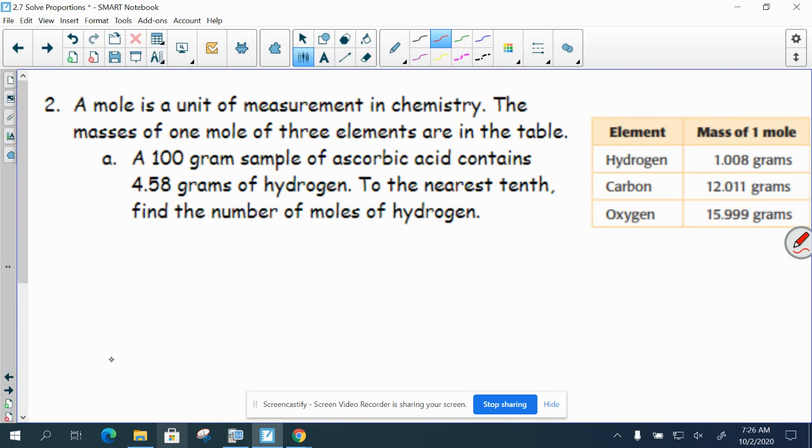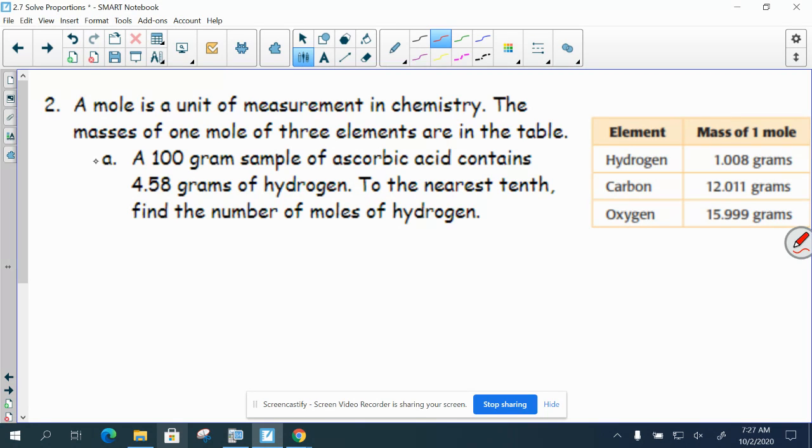Okay, let's explore a chemistry concept called moles. So a mole is a unit of measurement in chemistry. You'll learn about this when you take chemistry at the high school, or if you take AP chemistry. The masses of 1 mole of 3 elements are in the table here. A 100-gram sample of ascorbic acid contains 4.58 grams of hydrogen. So here's the hydrogen, and this is 1.008 grams. To the nearest tenth, find the number of moles of hydrogen.